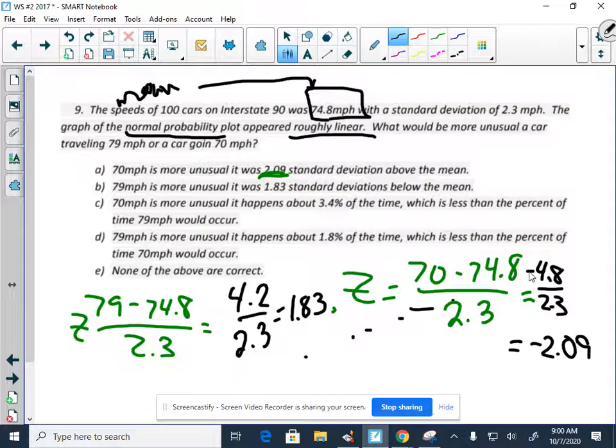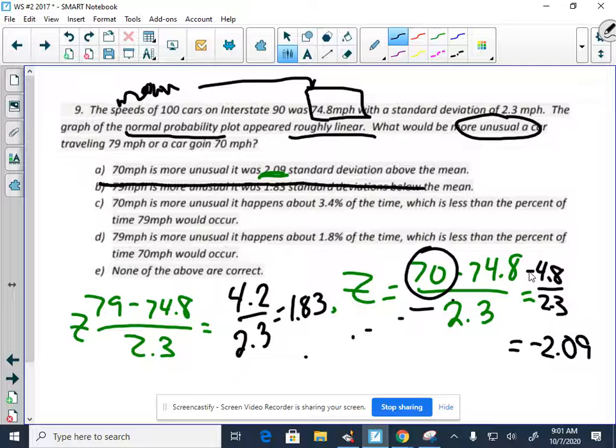Okay, so which one's more unusual? More unusual is further away. So it's got to be something dealing with the 70. Does that make sense? Okay, 70 is farther away. It doesn't ask for which one is bigger, just which one's more unusual. More unusual is more standard deviations away. So the answer's got to be 70.